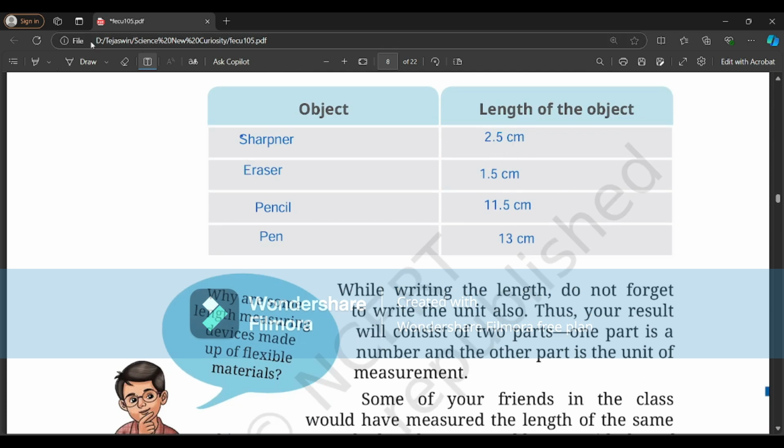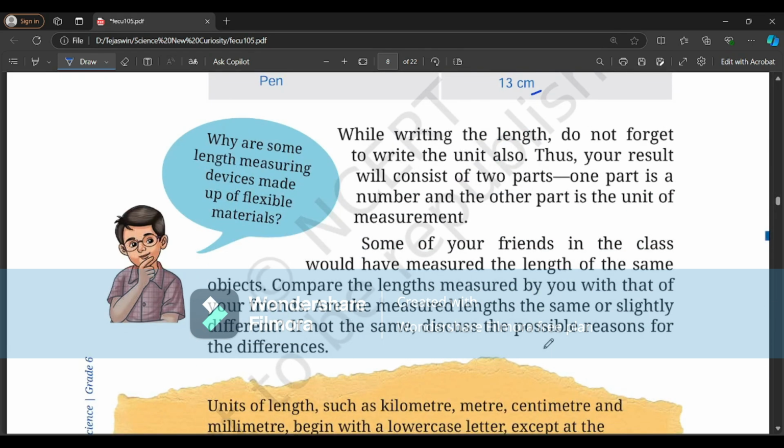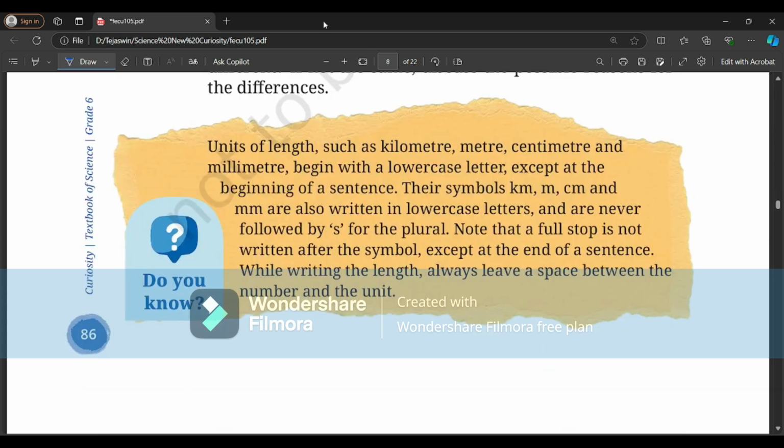From here we can see that apart from writing the length, we have mentioned the units also, because if you don't mention the unit, then there is nothing specific. Like if you say my height is 144, then 144 what? 144 kilometer, meter, centimeter? So the unit is essential if you are specifying some length. Units of length such as kilometer, meter, centimeter and millimeter begin with a lowercase letter except at the beginning of a sentence. The symbols are km, m, cm.